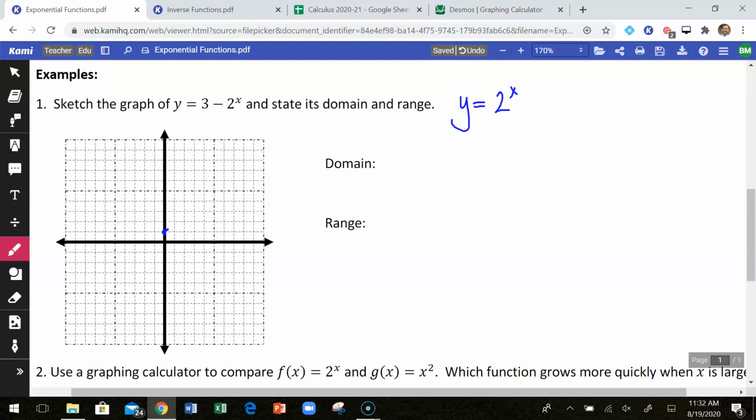So again, I'm doing y equals 2 to the x. If I plug in 1, I would get 2. And if I plug in 2, I would get 4, and so on. As I go to the left, I get fractions here. So 2 to the x would look like this.